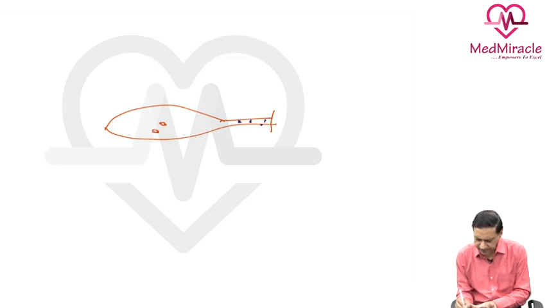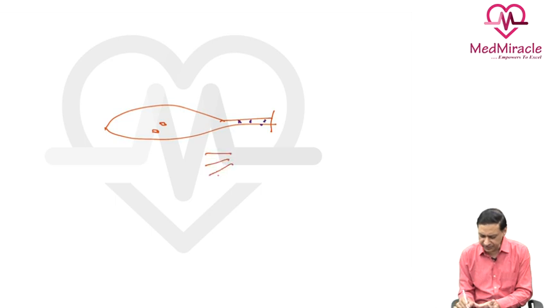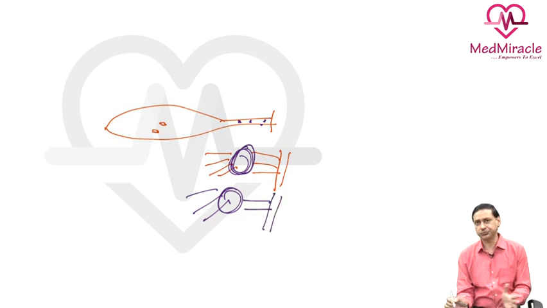What is this? This is the Golgi tendon organ. They are present in tendon. Okay? So these are the tendon fibers, inserted into the bone. And here we have, what is this? This is the Golgi tendon organ, in the tendon fibers, and this is inserted into the bone.